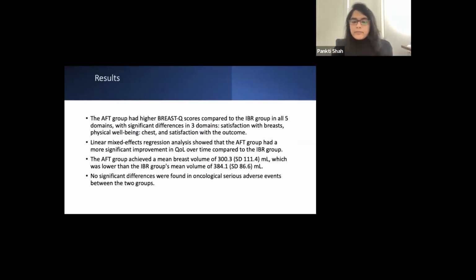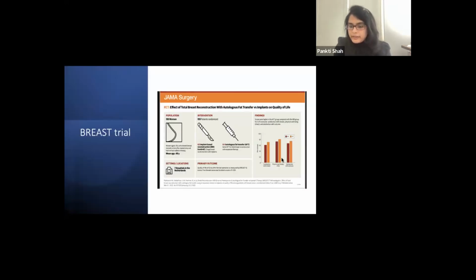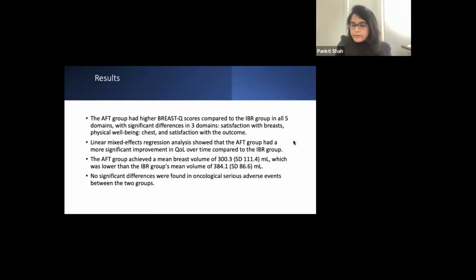Now, if we come to the results, the AFT group had higher BREAST-Q scores compared to the IBR group in all 5 domains, with significant differences in these 3 main domains: satisfaction with the breast, physical well-being of the chest, and satisfaction with the overall outcome. And here we can see that in all these domains, the AFT has a way better result.